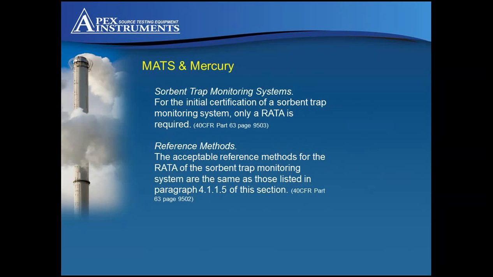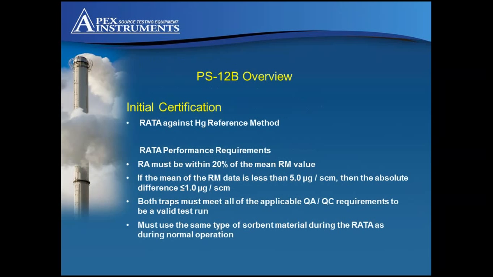Section 4.2 states that the relative accuracy test, or the RATA, must be performed for initial certification of the sorbent trap monitoring system. Acceptable reference methods for performing the RATA are defined in Section 4.1.5. The initial certification, or the RATA, as described, typically must be within 20% of the value. You also must make sure that you use the same types of traps and same media for both of the tests. Both sets of traps must meet the QA/QC tolerance requirements as specified in the QA/QC sections of the method.